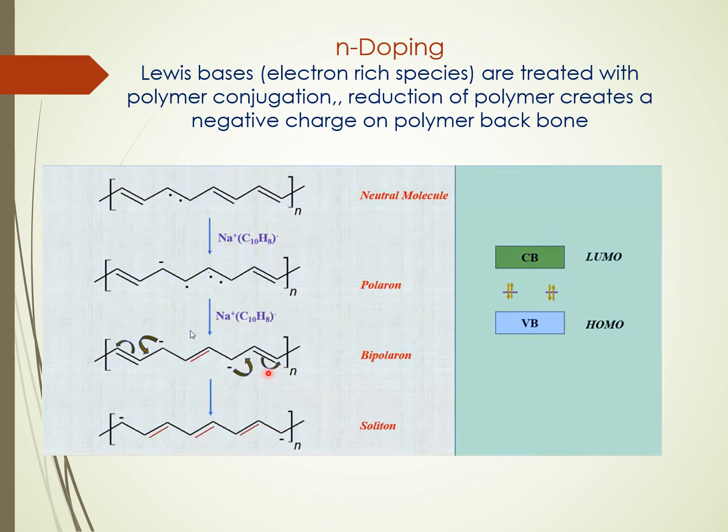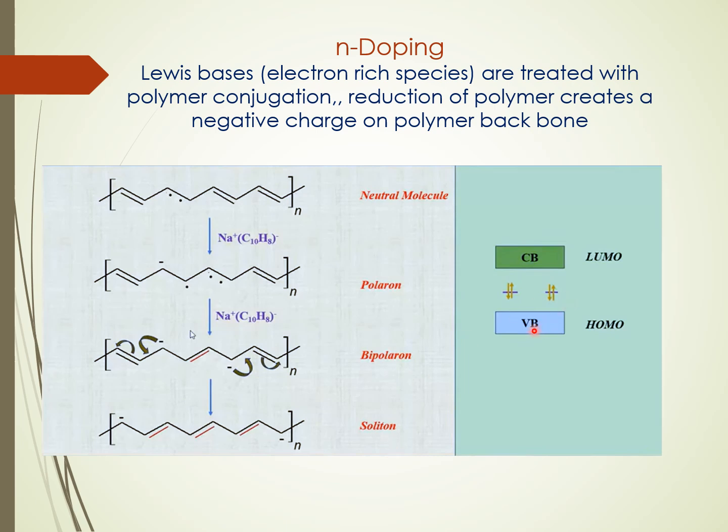Now what happens after this? Again this is called a polaron. With one sign it is a polaron, with two negative signs it is a bipolaron. Now this negative sign is moving outward, the electrons are moving outward. So what we can see here, minus sign is there. See, three new red bonds are formed and this is the soliton.